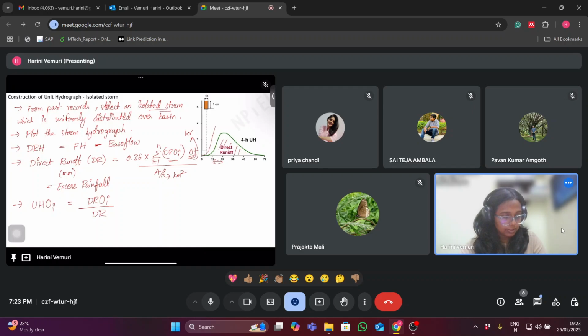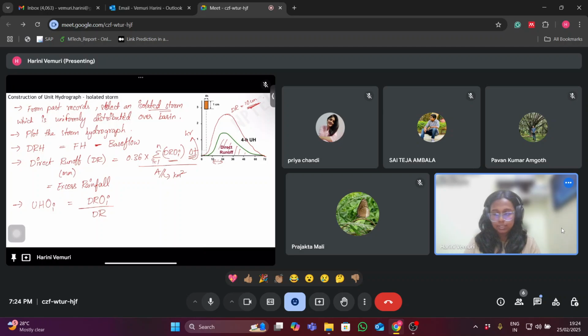So suppose this is the direct runoff for 10 centimeter excess rainfall. We can see how we find this 10 centimeter value: we calculate the area under this direct runoff hydrograph of 10 centimeter excess rainfall, and divide it by the area of the catchment. Then we get this 10 centimeter excess rainfall or direct runoff value. And then each ordinate of this direct runoff hydrograph will be divided by this 10 to get the unit hydrograph ordinate.